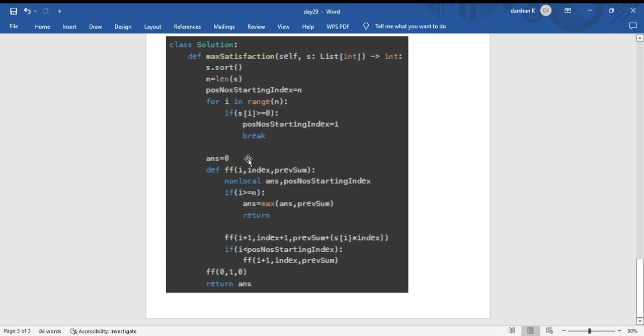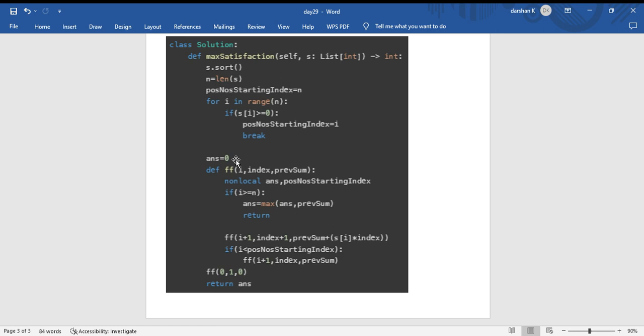Why I'm doing it, I will quickly tell you. Whenever we see negative numbers, we may or may not take them, but positive numbers we will always take them, right? We will ensure that positive numbers are always on the right side of the array, so that they are multiplied with their larger indexes. And we will always ensure that the negative ones are on the left side of the array, so that we get smaller indexes for them.